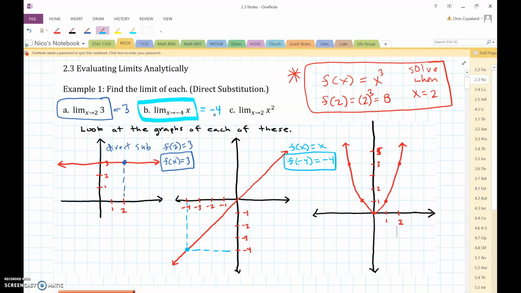Let's look at C. The limit of x squared when x approaches 2. So again, this is f of x equals x squared. Let's see if we can evaluate this limit using direct substitution. So we're going to plug in 2 for x, and we get 4. So when x is 2, this would be 4. All right, so that's it for this first example.